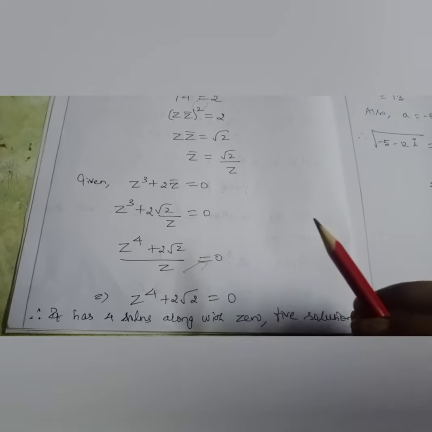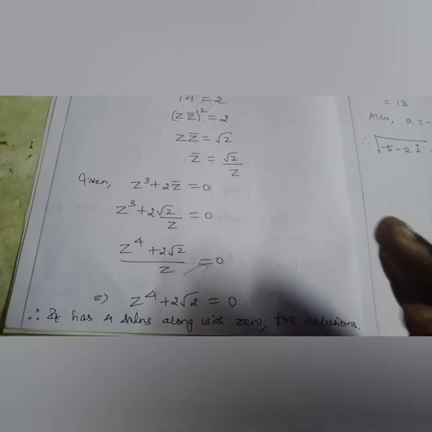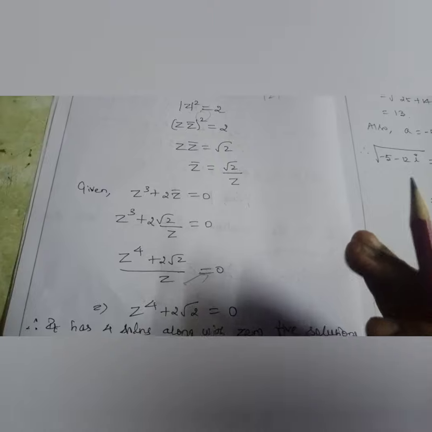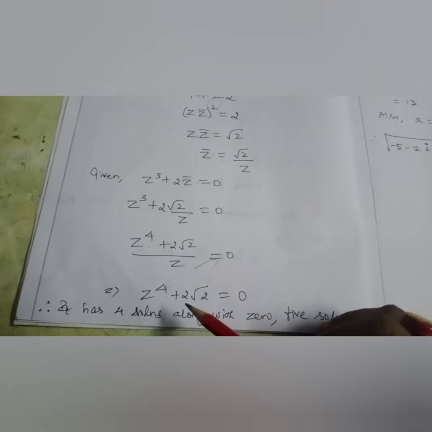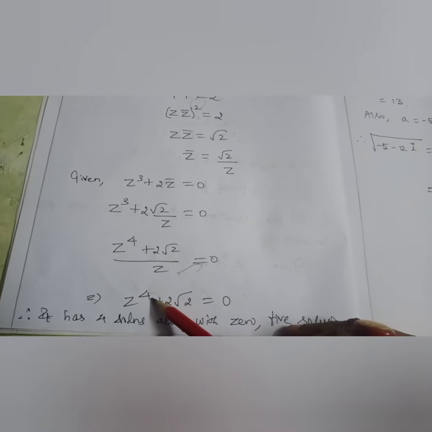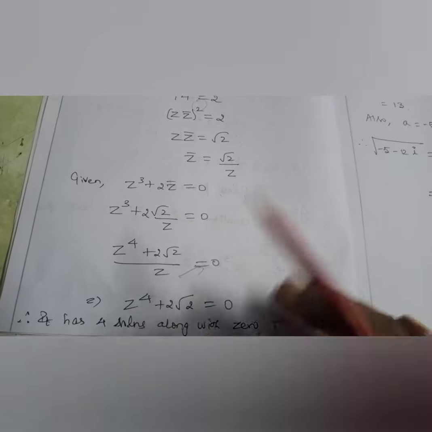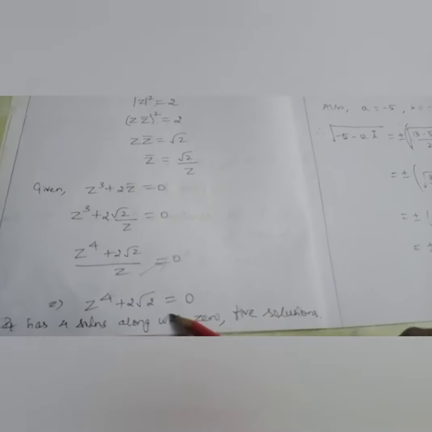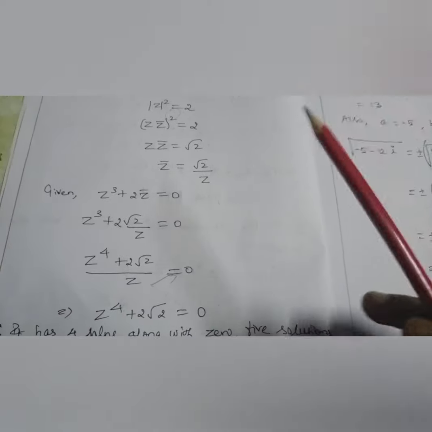So in algebra we will be concluding using the degree of the polynomial. If the degree of the polynomial is 3, it will have how many solutions? 3 solutions. Similarly here we are getting it to be Z power 4, which means it has got 4 solutions. Along with this one, mod Z is equal to 0, we will conclude that it has 4 solutions. Along with 0, it has got 5 solutions. So we have completed. Okay.